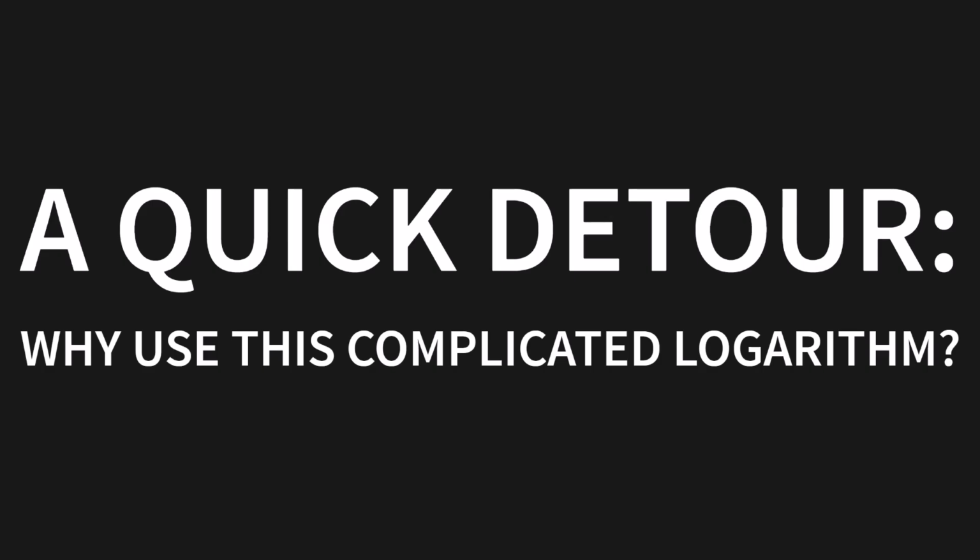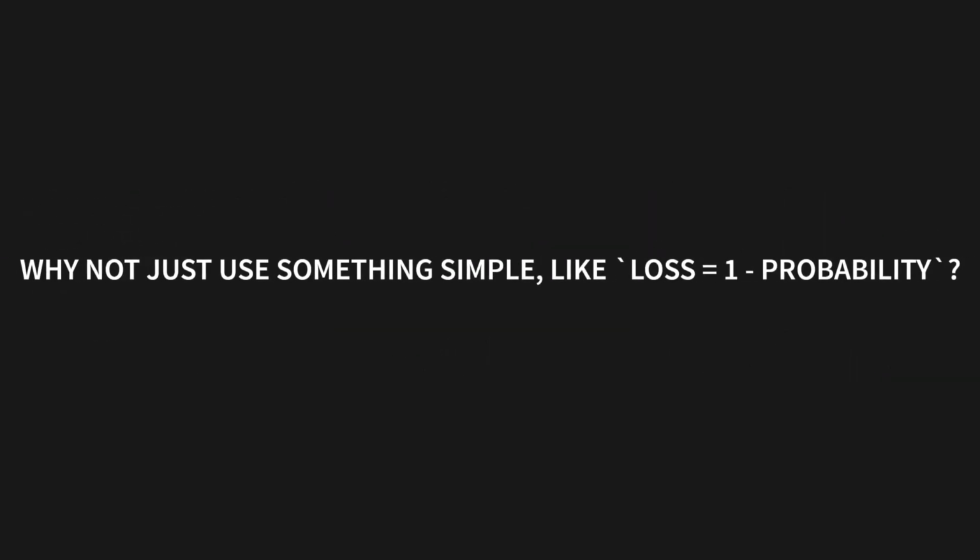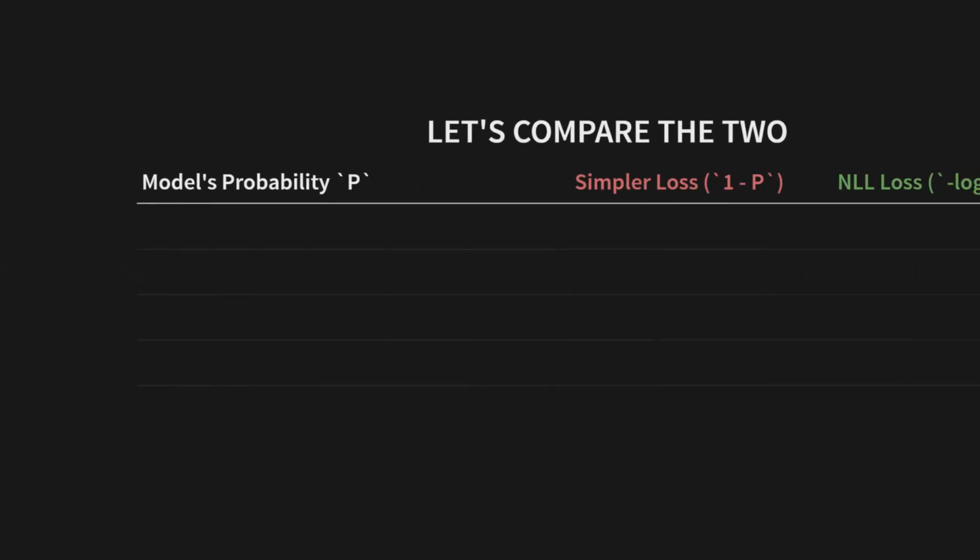I know what you're thinking. Why are we using this complicated logarithm? It's a fantastic question. Why not just use something super simple, like loss equals 1 minus the probability? If the probability is 99%, the loss is 1%. If the probability is 10%, the loss is 90%. Seems intuitive, right? Well, let's find out why that's not the best idea.